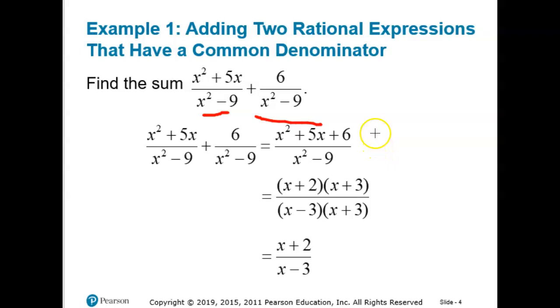We factor the numerator into x plus 2 times x plus 3. The denominator is the difference of two perfect squares, so that's x minus 3 times x plus 3. We have the same factor in the numerator and the denominator, x plus 3, so they cancel, leaving us our simplified answer of x plus 2 over x minus 3. So that helps remind us to find the common denominator.